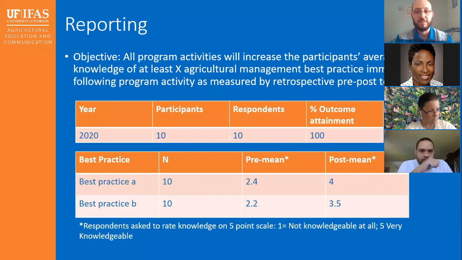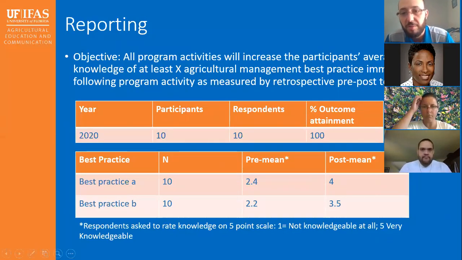So I always say, what does this mean in regards to your packet? Because at the end of the day, we want to try to figure out how it gets into our packet. So an objective for calculating mean may look something like: all program activities will increase the participants' average knowledge of at least X agricultural management best practices immediately following a program activity as measured by retrospective pre-post test.